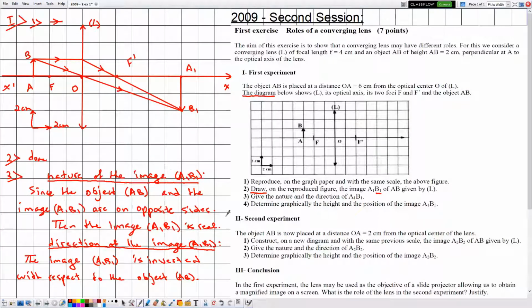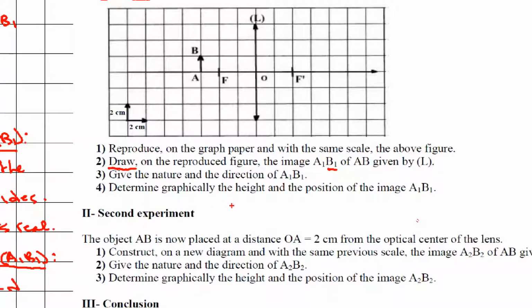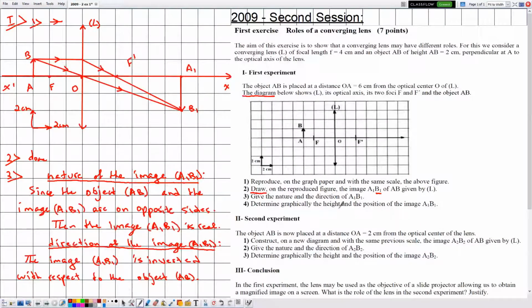So this is it for number 3. Now in number 4 they are telling me determine graphically the height and the position of the image A1, B1. So the height represents the size of the image, and the position of the image A1, B1 represents the distance between the lens and the image. Let me make some space.